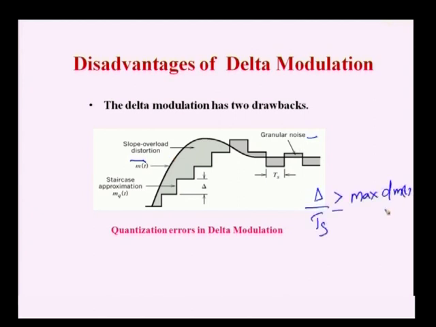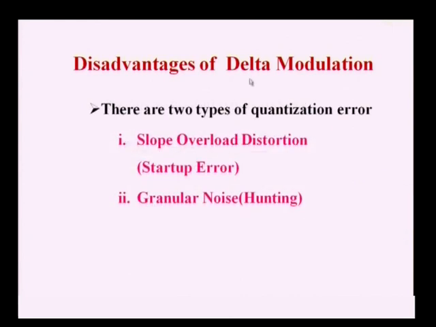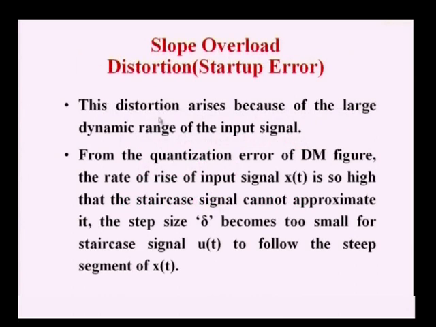The condition required for step size gives the slope and the maximum of the slope: del by Ts, where del is the step size and Ts is the sampling interval. This ratio should be greater than the maximum of the slope. That is, there are two possible types of error in the delta modulation, slope overload distortion and granular noise. This distortion arises because of the large dynamic range of the input signal.